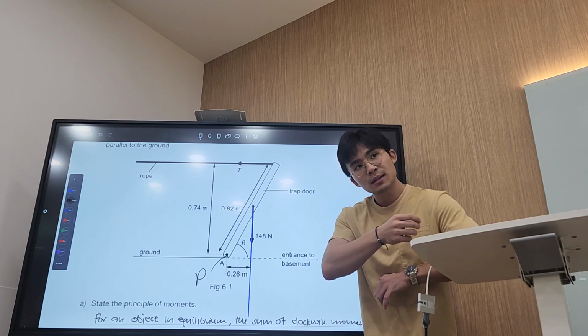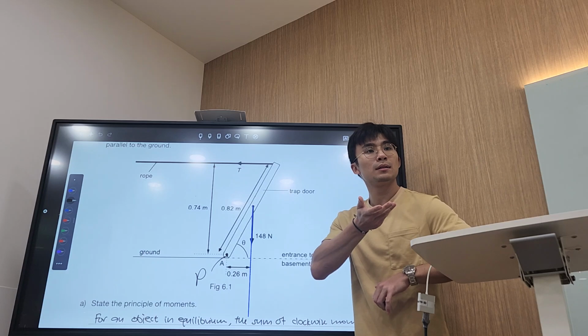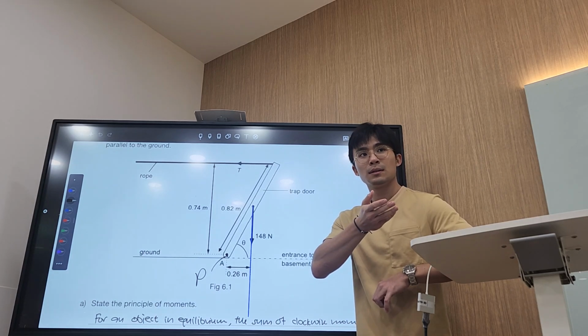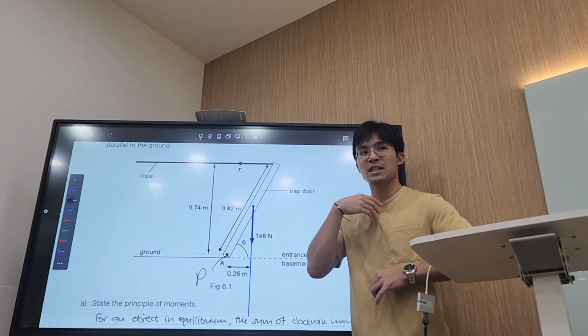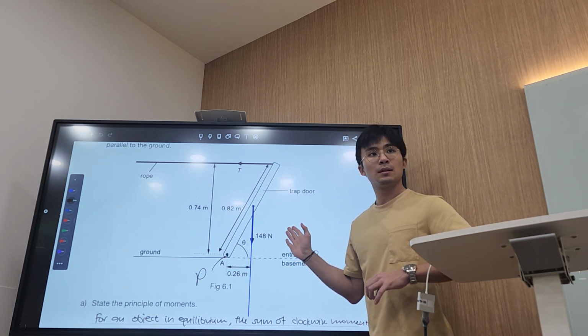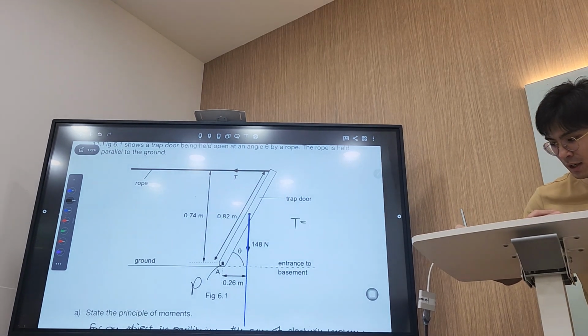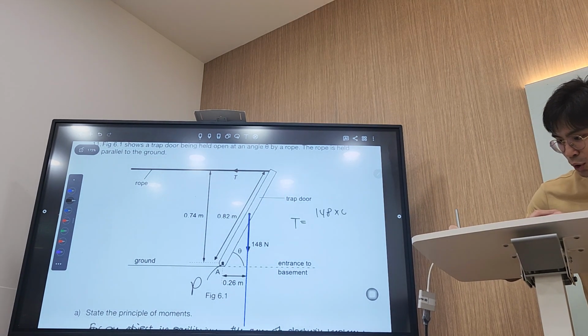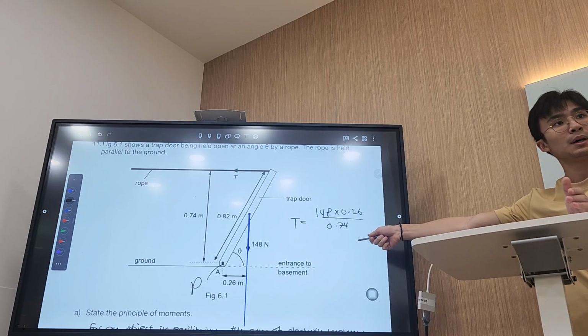If you use a lower angle, then the tension will be more. Why? Because you easily topple. Oh, not about toppling. Explain to me in terms of the values that you see here. Just now your tension is based on 148 times 0.26 divided by 0.74, correct? That's what we did to get 52.